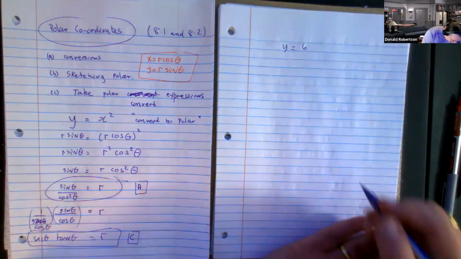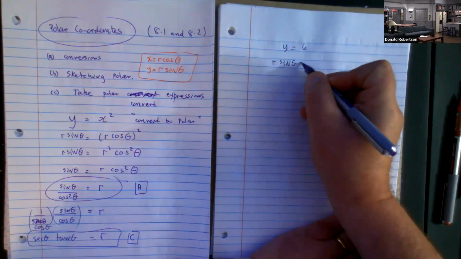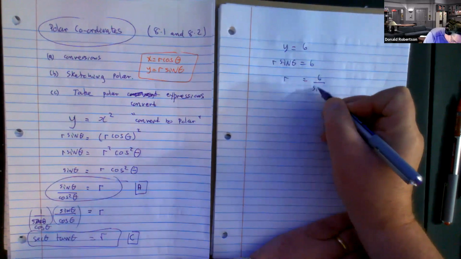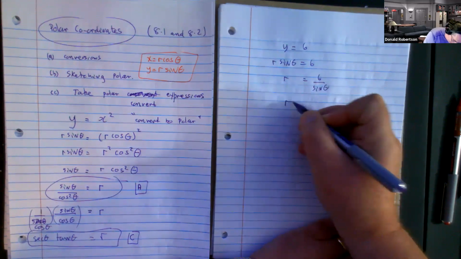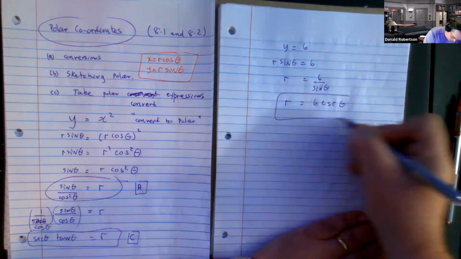If it was y equals 6, you would just do r sine theta equals 6. And then you could divide both sides. And then you would say, wait a minute, I don't like fractions. And that would be your answer.